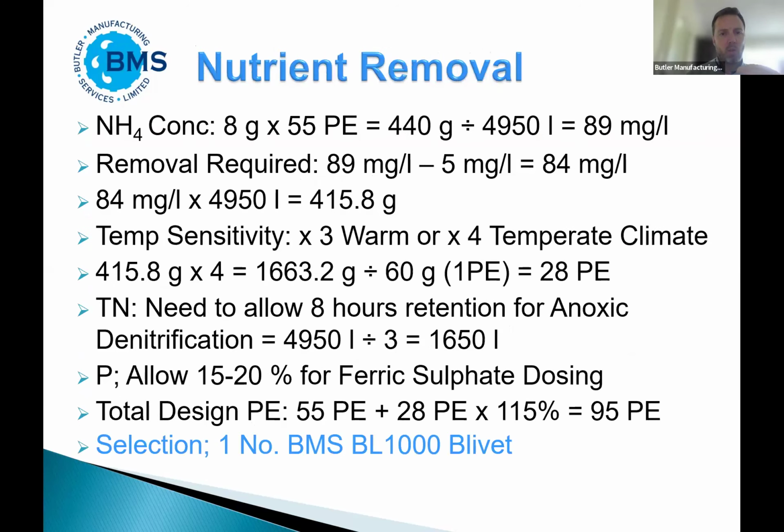So I can go into this in more detail. We do have a sizing and selection manual which goes through calculations and how to do them, which we can share the link to with everyone after the presentation.